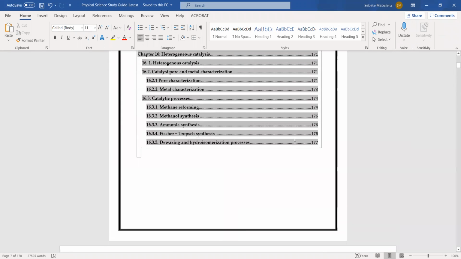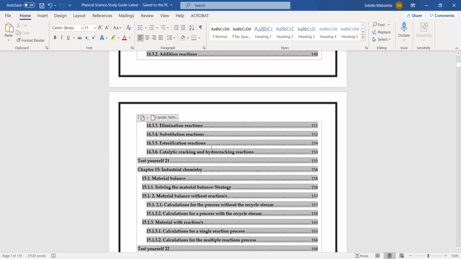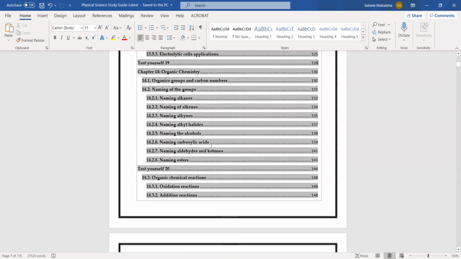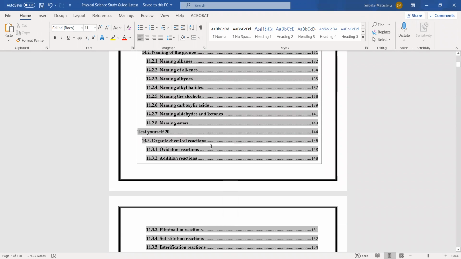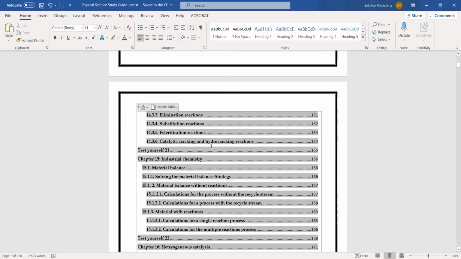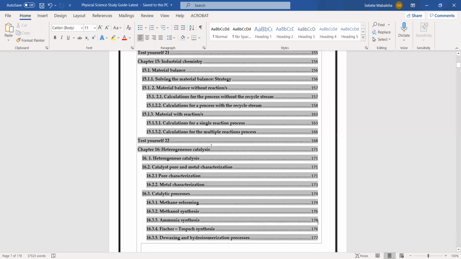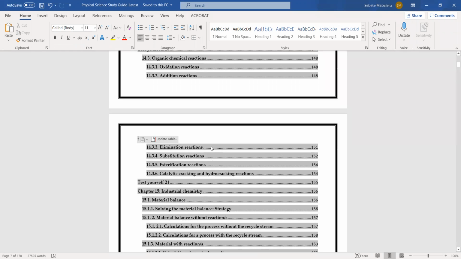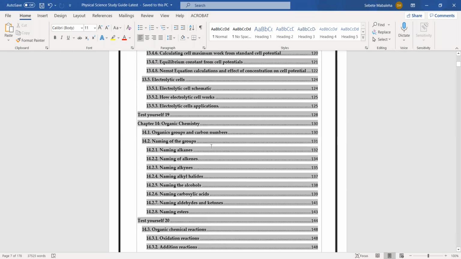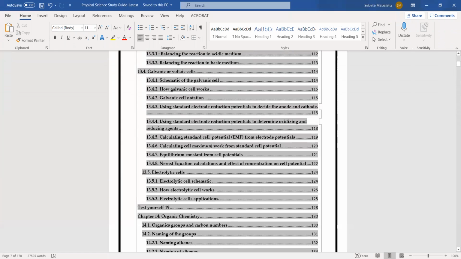So far, you can see here it is about 238 pages. It's quite a lot, but it's absolutely worth it. If you're a university student, congratulations, then you're going to have some material balances here and some catalytic processes. And here we have a lot of organic chemistry and a lot of electrochemistry.